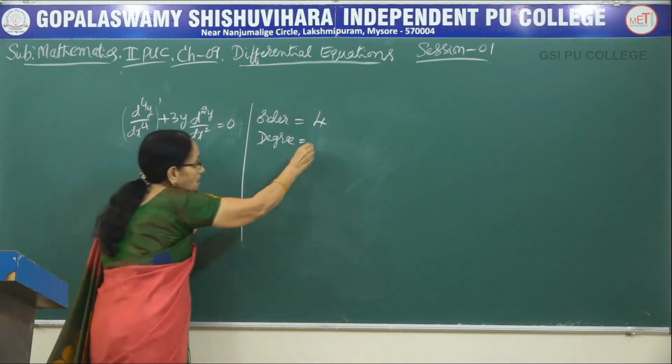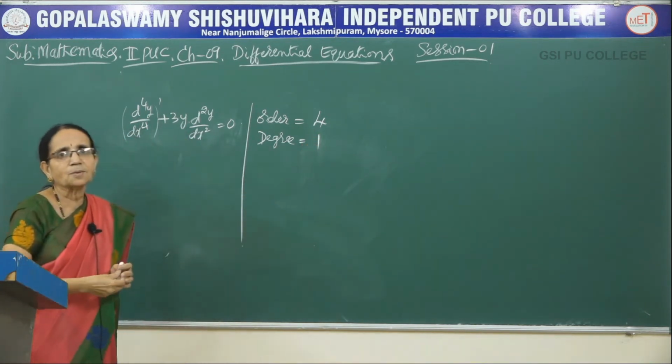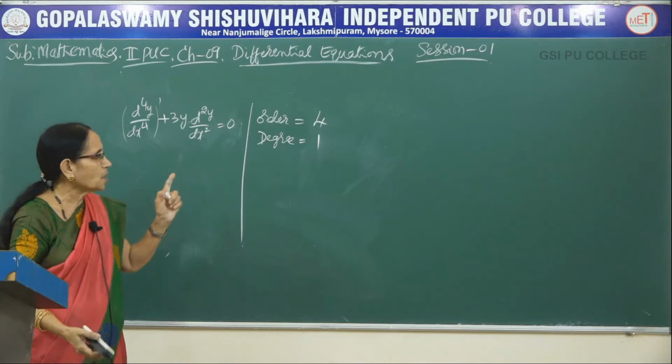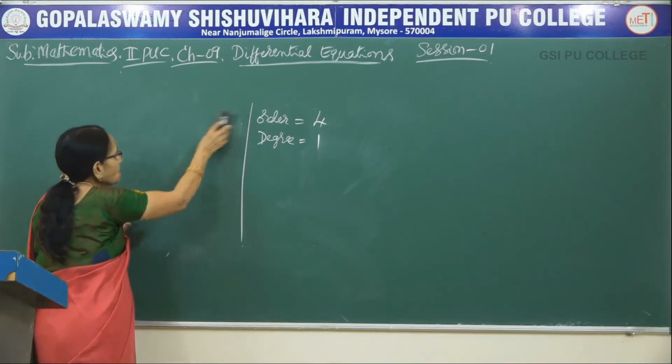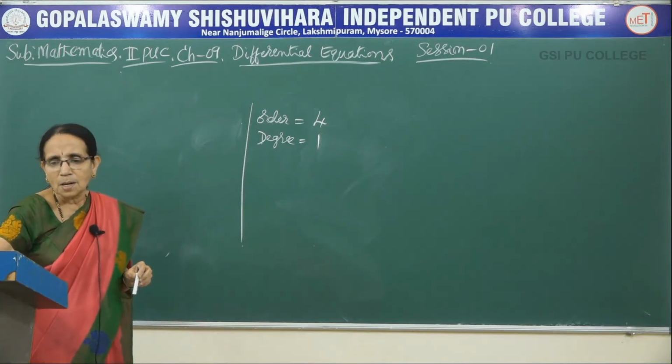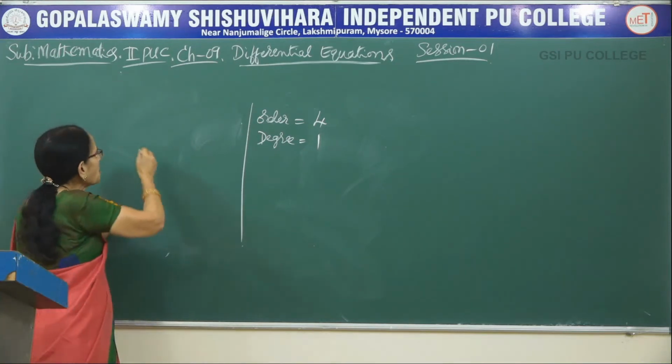What is that one? It is 1. So degree in this case is defined. Therefore, order is 4 and degree is 1 of this particular equation. Now, let me move on to the next one.